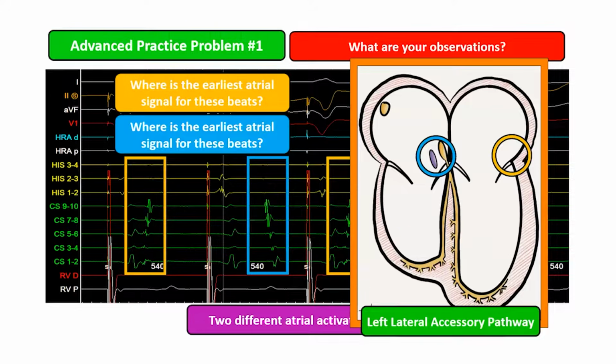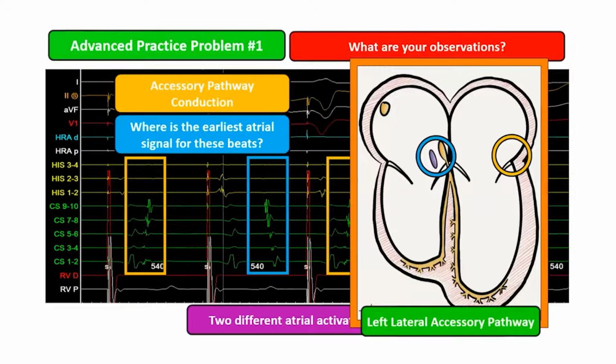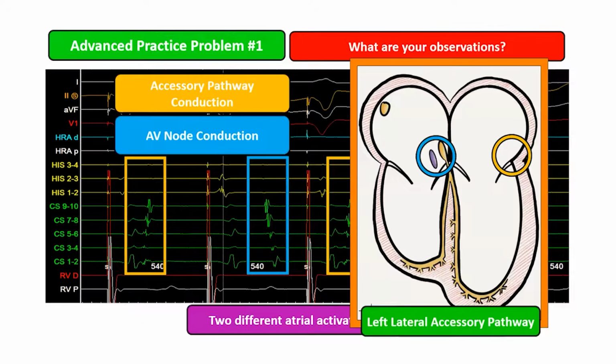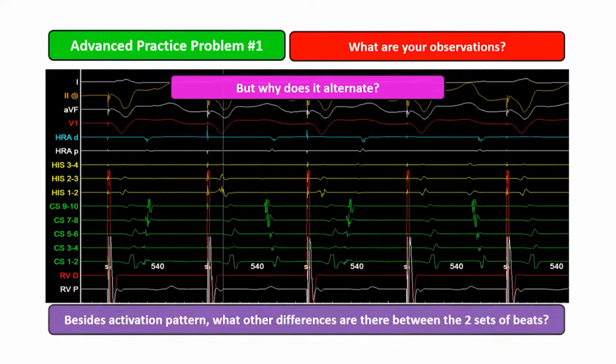Beats 1 and 3, the beats in the yellow boxes, display what we call an eccentric activation pattern, or an atrial activation pattern that doesn't look like it's using the AV node. So we can see that these beats in the yellow boxes actually represent accessory pathway conduction, and that these beats here in the blue boxes represent retrograde AV nodal conduction. But why does it alternate? Besides activation pattern, what other differences are there between the two sets of beats? Once again, feel free to pause the video right now to stop and think about what might be going on.